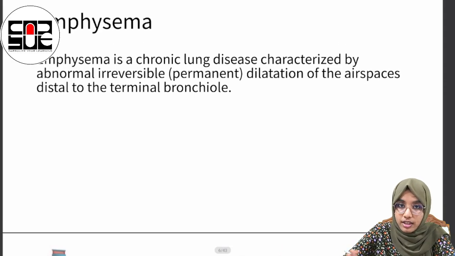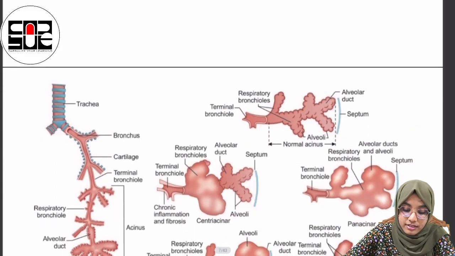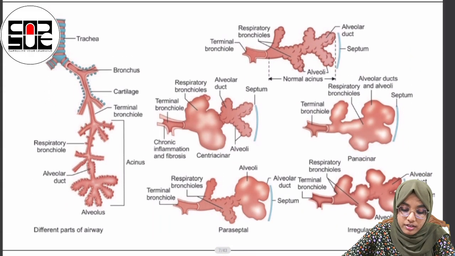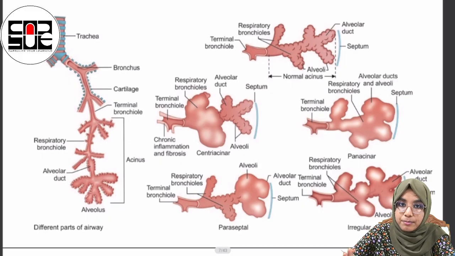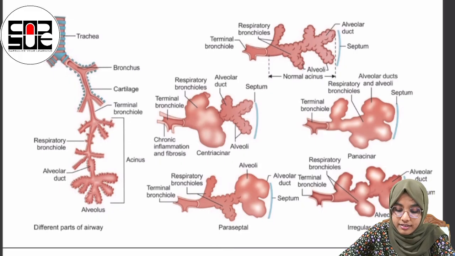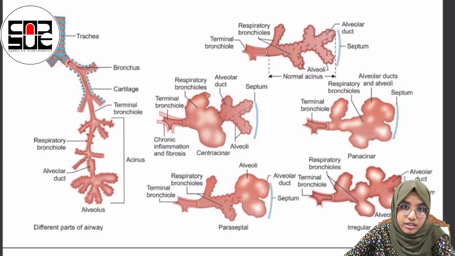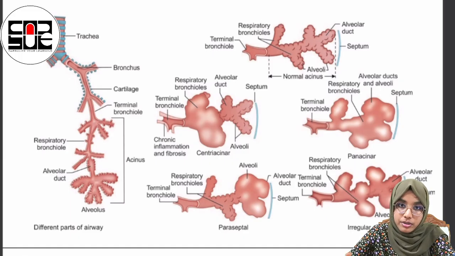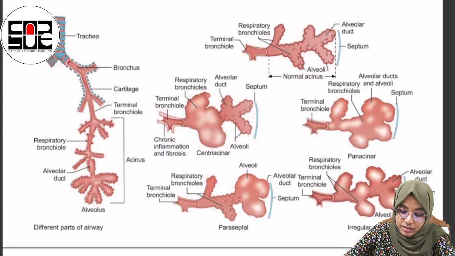It is a chronic lung disease which is characterized by permanent or irreversible dilatation of the air spaces that are distal to the terminal bronchiole, which is the respiratory acinus. So let's discuss the types of emphysema. The types of emphysema are based on the part of the acinus that is affected. I mentioned earlier that the whole of the acinus could be affected or a part of it could be affected. So there are four types.